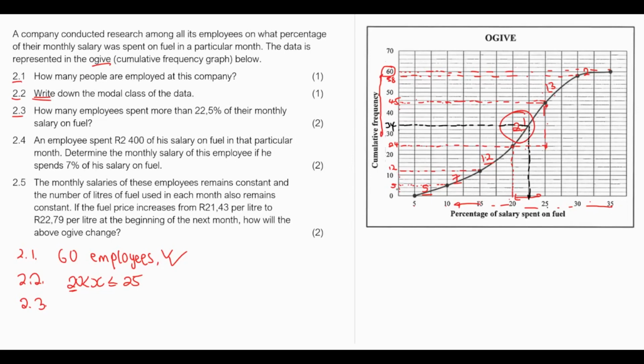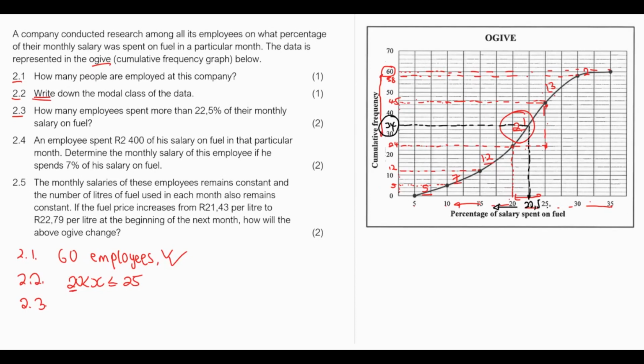So understanding your scaling is very important. Before you do anything, you have to understand your scaling. Like how do we count here? Like you are counting in twos. That is very, very important. So 34. So this is 22.5%. So this means that people who used less than 22.5%, there are how many of them? Out of the 60 employees, 34 people were using less than 22.5%.